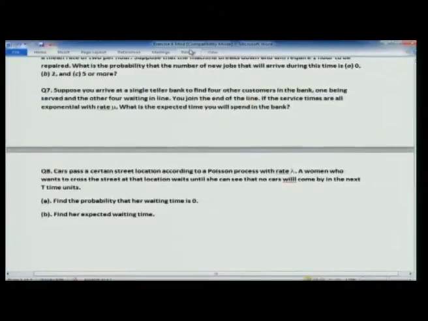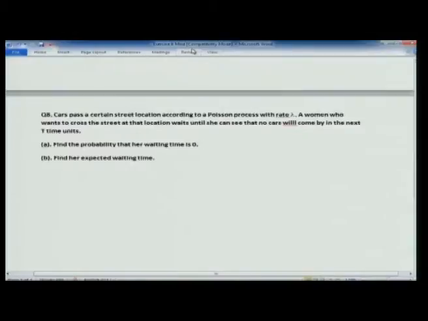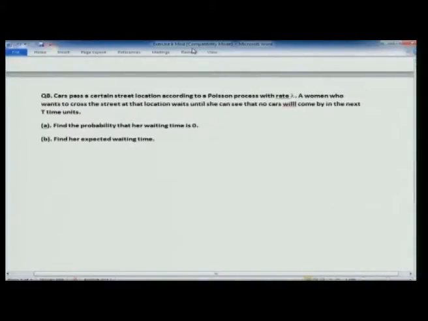Okay. Now the 8th one. Cars pass a certain street location according to a Poisson process with rate lambda. So, at a certain location on the street, the cars are passing at the rate of lambda, and a woman who wants to cross the street at that location waits until she can see that no cars will come by in the next t time units. She looks at the side and sees that for quite a distance she cannot see any car coming, then she will feel free to cross the street, and that time according to her is t time units.